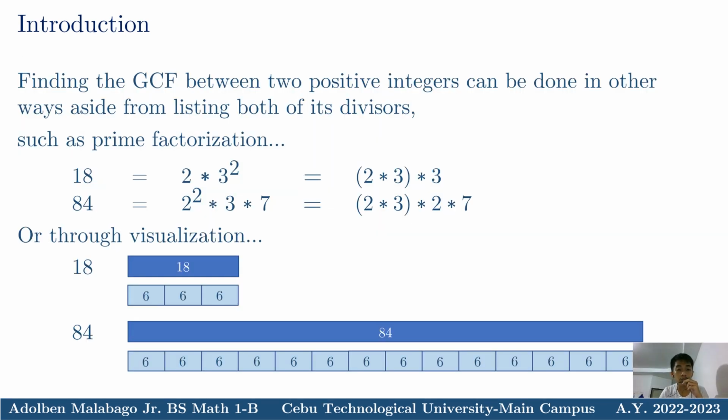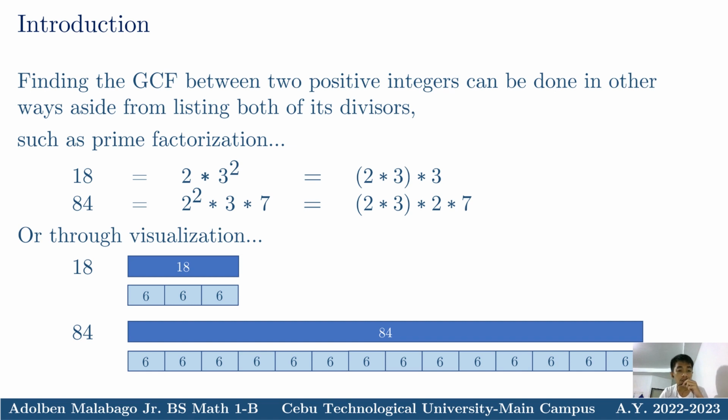Finding the GCF between two positive integers can be done in other ways aside from listing both of its divisors, such as prime factorization. So here we have 18 equals 2 times 3 squared, which is also equal to 2 times 3 times 3. And here we also have 84 equals 2 squared times 3 times 7, which is also equal to 2 times 2 times 3 times 7. Or through visualization, which is shown here.